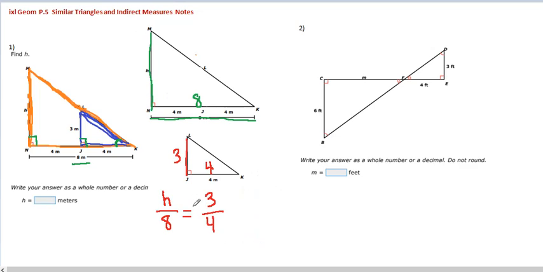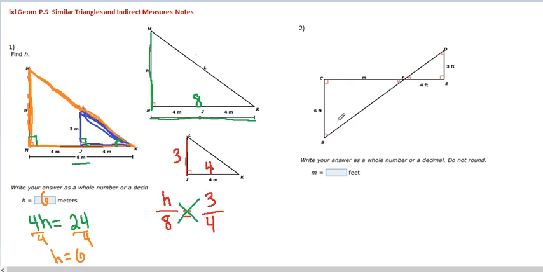As long as you can set up these two proportions, you can cross multiply. So we have 4h equals 24. Then divide by 4, and h equals 6. So this height is 6. Right, moving right along to this next problem.